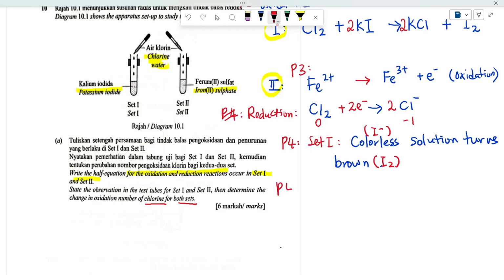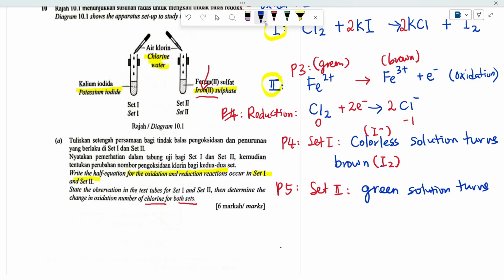Now point number 5 in set 2. What is the observation in this? Iron 2, what color, class? Green color, right? Then iron 3 is brown color. So the green solution turns brown. The green solution here is iron 2 ions. Brown here is iron 3 ions.